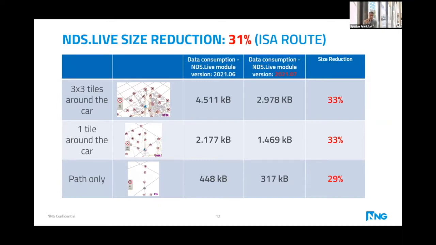Then I made some simulation on this route with a wide corridor, so 3x3 tiles around the car. Then the middle option is just one tile width, and the third one is the path only. And what we can see is that we can reach almost the same level of data consumption reduction. It's around 30%, and it also helps us to estimate the expected required data plan for the ISA use case. Right.